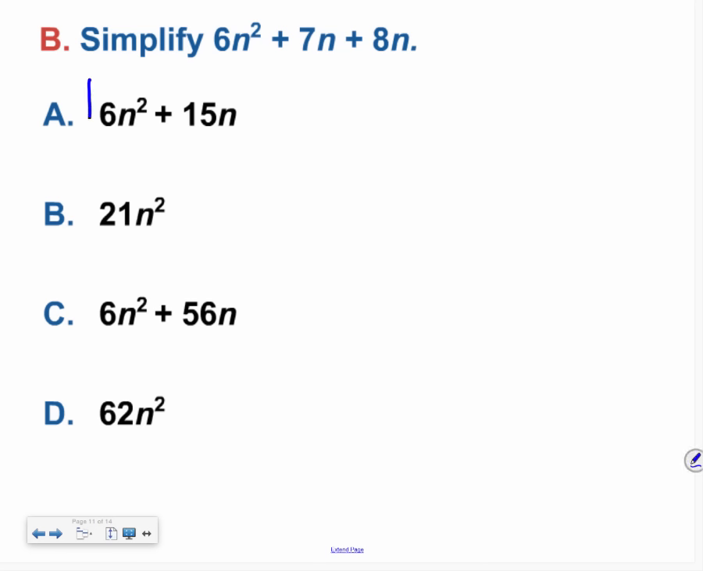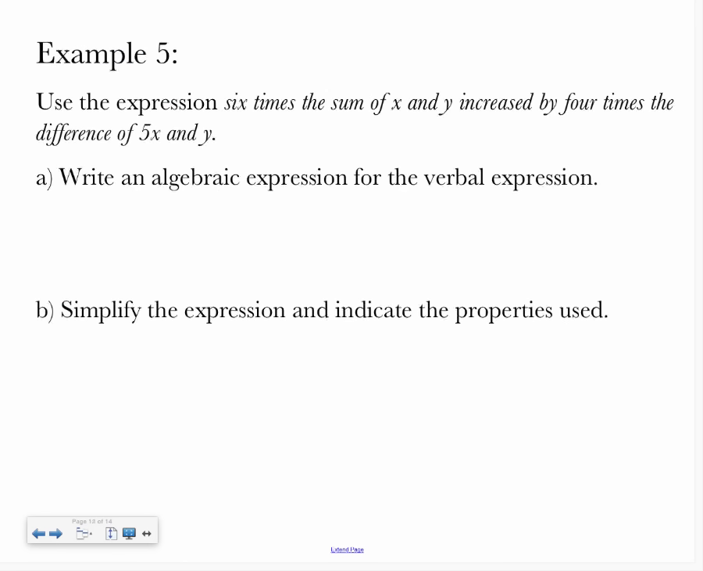Hopefully you ended up with 6n squared plus 15n. If not, be sure to ask for some help, or go back and watch the previous example again and see if you can figure out what you did. Now let's take a look at example 5.